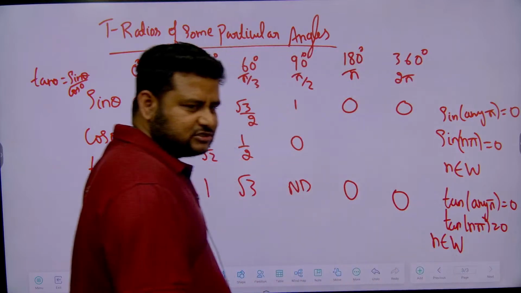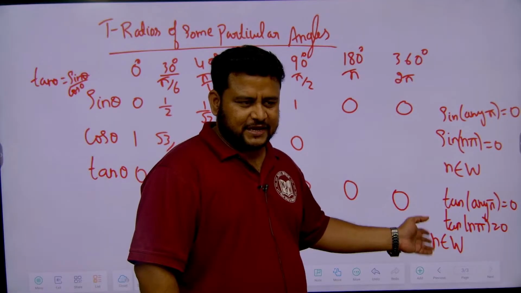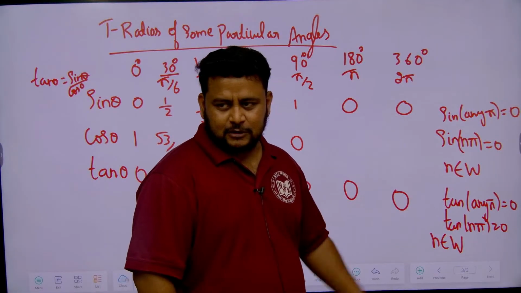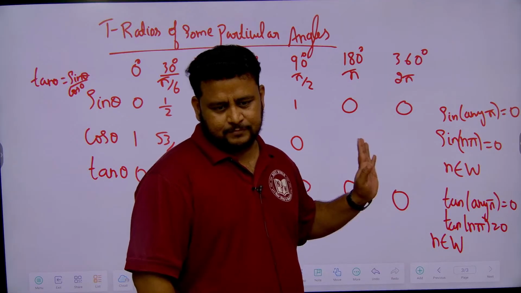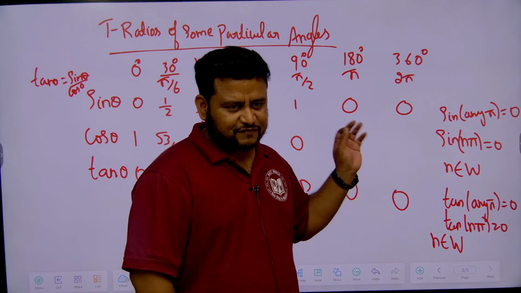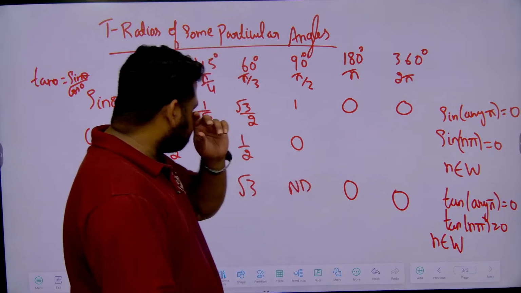See, tan 0 is also 0. Tan 1 pi is also 0, tan 2 pi, 3 pi, 4 pi, 100 pi, 1000 pi, 2000 pi, any 1000 pi or any crore pi, whatever it is, 0. Tan of any pi is 0, sin of any pi is 0. Please keep this in your mind. Okay, got it. Next, cos is very important.